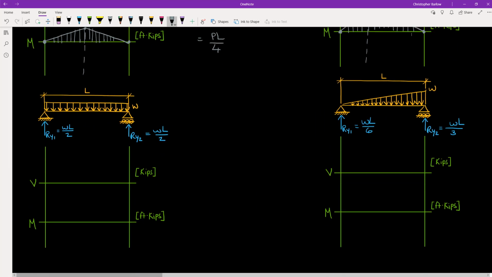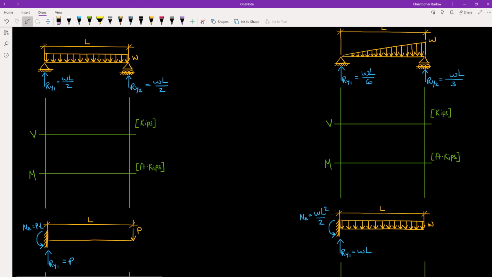Next we have our uniformly distributed load. And here we start at 0 on our shear diagram. We jump up by our external reaction Ry1, wL over 2. But now we have this external distributed load along the entire length of the member. And recall that this is given in kips per foot. And so our shear diagram will actually have a slope to it, where it's decreasing at that rate provided, w kips per foot.